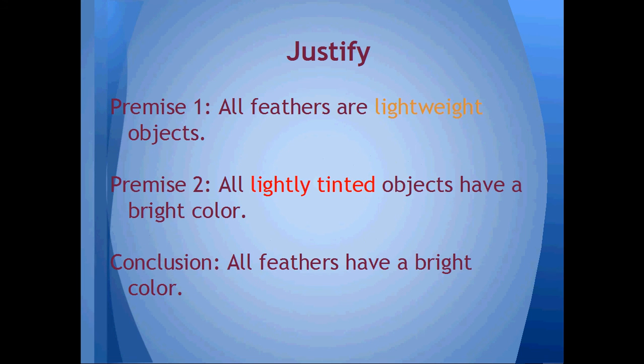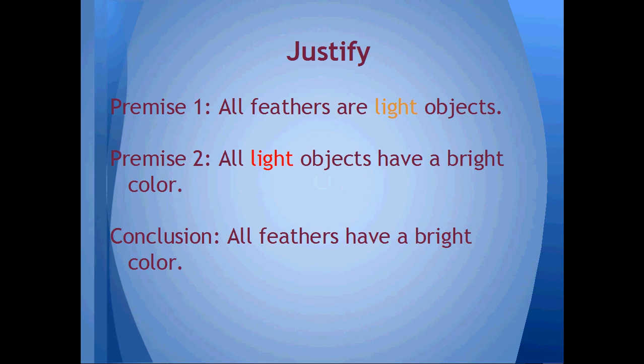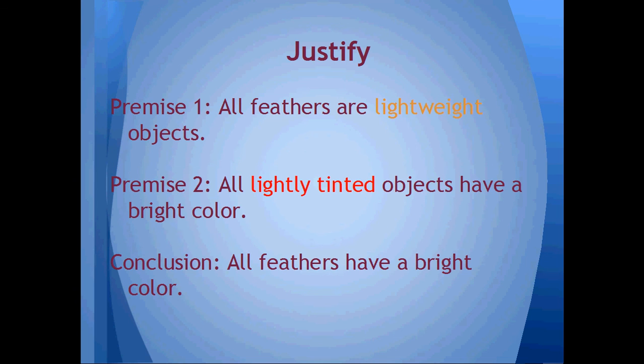Now, for the first premise, you have all feathers are lightweight objects. Premise 2, all lightly tinted objects have a bright color. The conclusion, all feathers have a bright color. Okay, now the first premise, lightweight, is equivalent to the meaning of the term in this argument. Okay, in the second premise, lightly tinted is equivalent to the meaning of the term in the second premise for this object. Okay, now the problem here with all feathers have a bright color is there was no connection made between feathers in premise 1 and lightly tinted in premise 2. Without that connection, you can't necessarily establish that all feathers have a bright color. And that's the problem with these arguments.